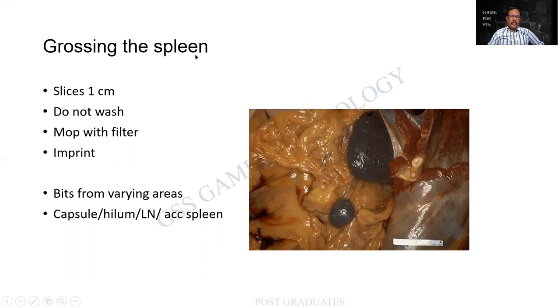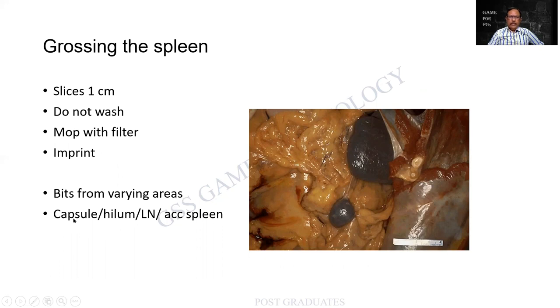And when we do the grossing of any specimen, it has to be cut in slices of 1 centimeter. We are not supposed to wash the specimen, instead we can mop it with filter paper. Sometimes an imprint cytology is advisable. We may get a rare diagnosis even before the processing is over. Bits can be given from the various areas as we had mentioned.